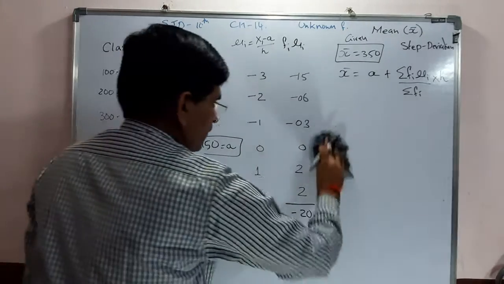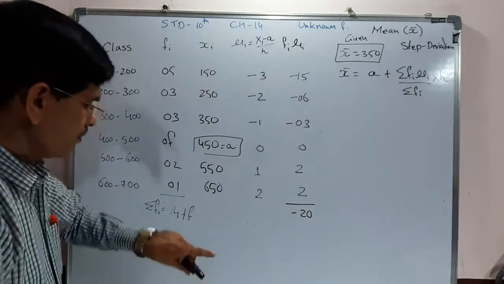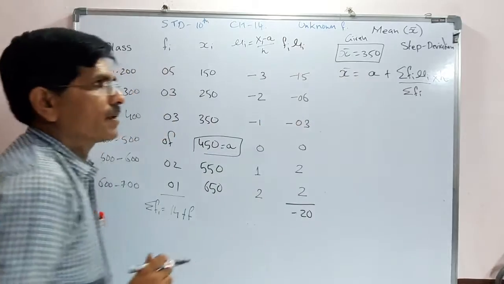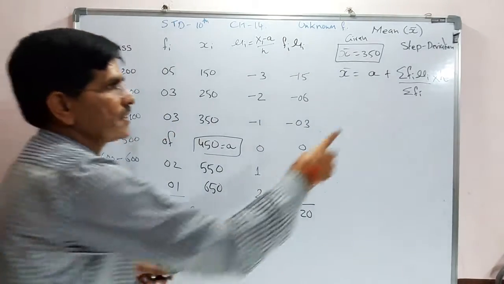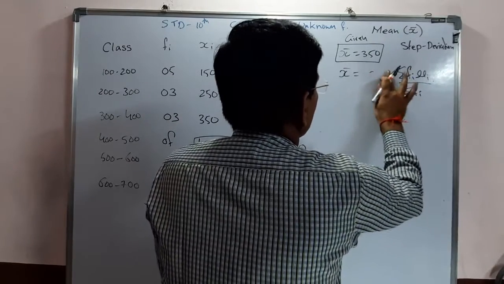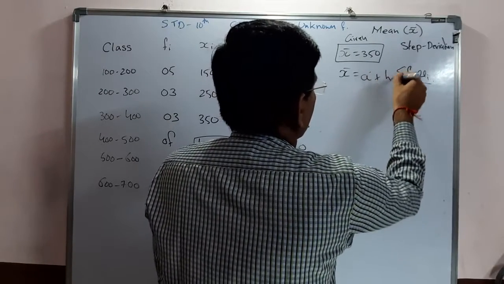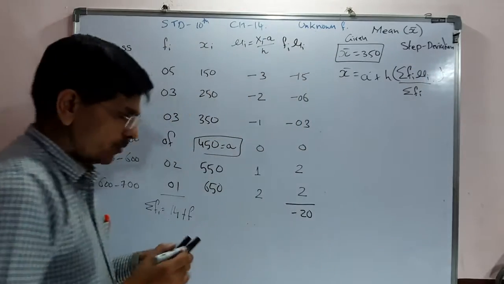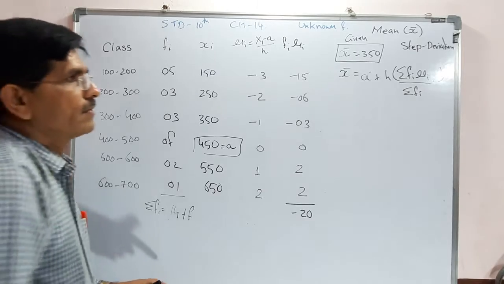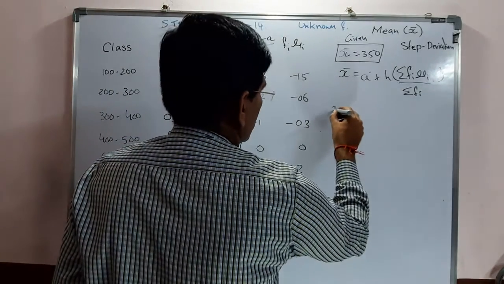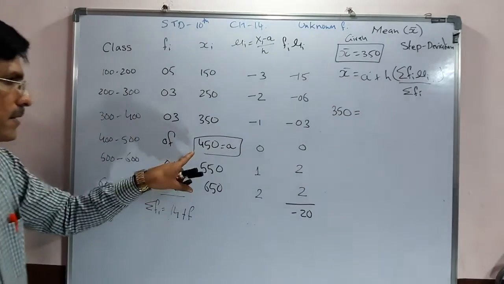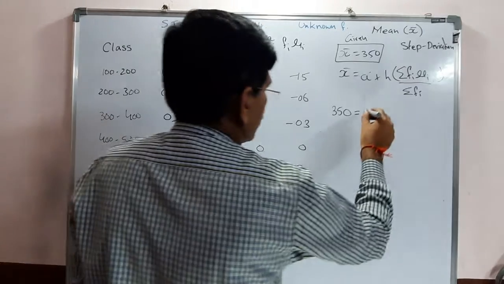Now we have to find it by putting in this formula: x bar is equal to a plus sigma fi ui upon sigma fi into h. Or we can put h in the bracket also; both ways we get the same answer. So x bar is 350, so I put 350. Now what is a? That is 450, which I put here.